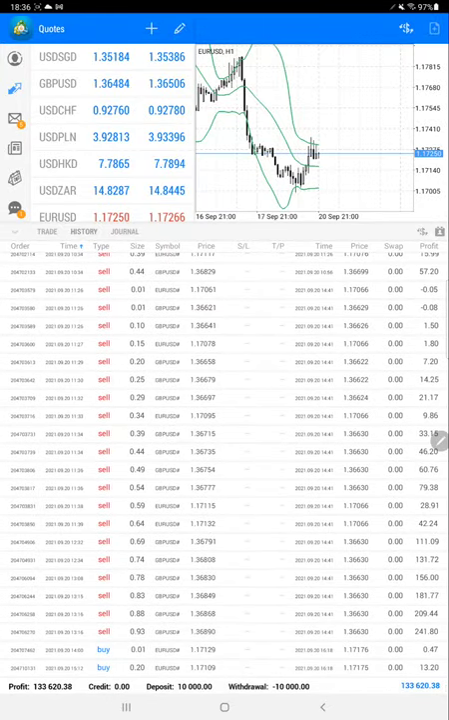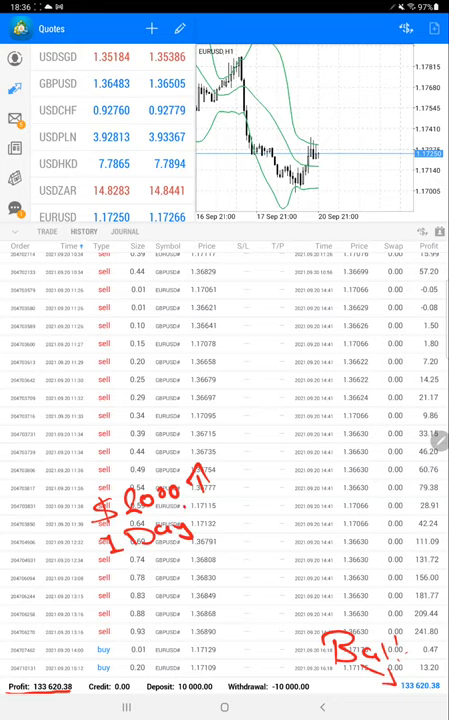Okay, so net profit $133,000, and here is the current balance, which is $133,620, and almost $2,000 profit we have booked within one day itself, from 17th September to 20th September. Within one trading day, $2,000 profit we have achieved.